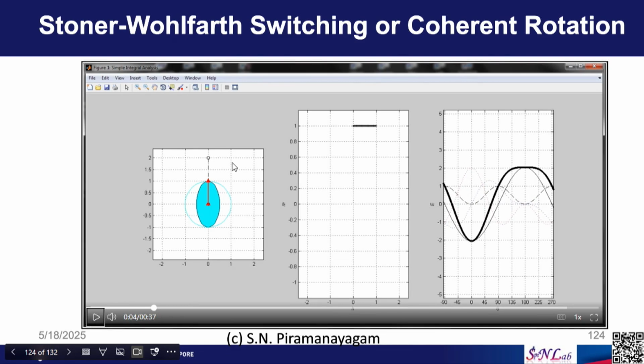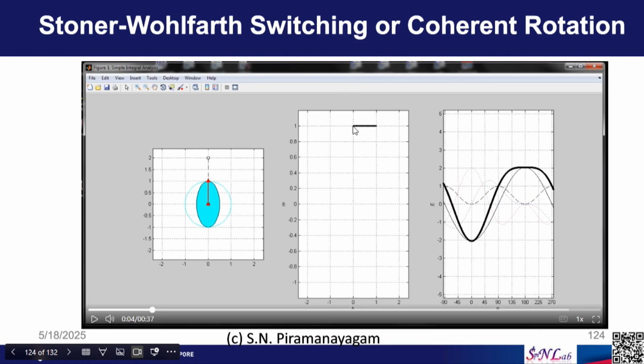Basically, you increase the magnetic field. You can see that the magnetic field is increased from this to this angle. You can see that the energy landscape changes. This dotted line is the energy landscape in the absence of a field, but as you increase the field, you are changing the energy landscape.